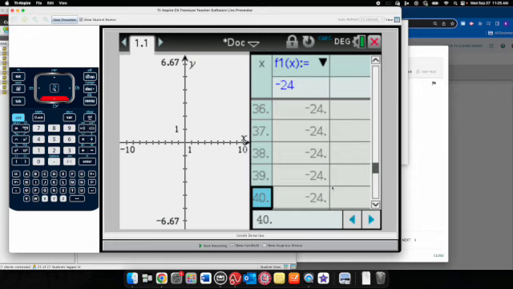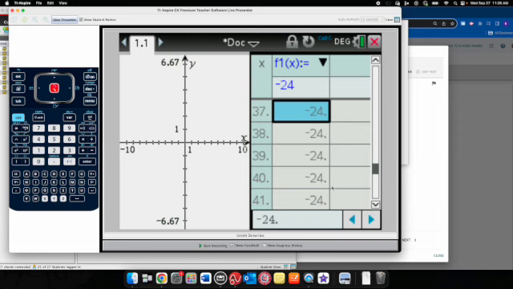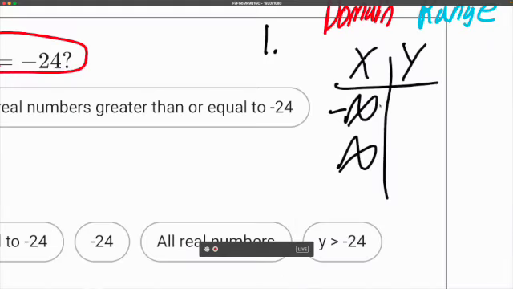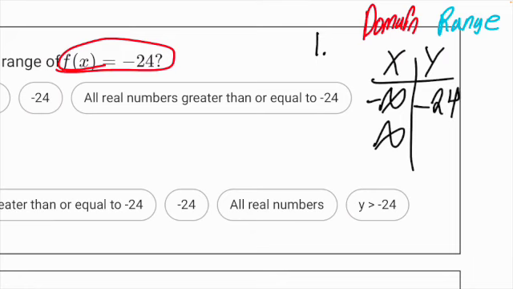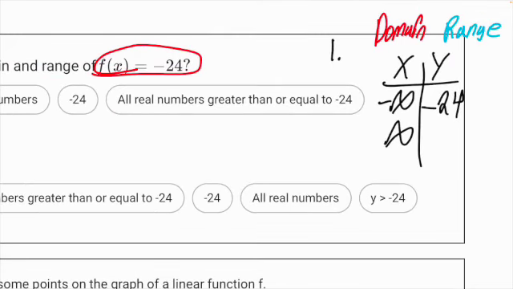Now look at all my y values. What are all my y values? Let's go to the right one for me. Guys, what is the only number that's showing up in my y column? Negative 24. So we can say my y values here are negative 24. Now, let's take a look at our answer choices.